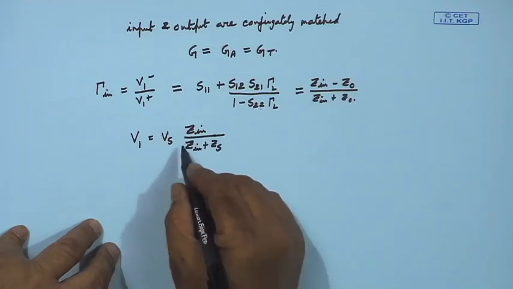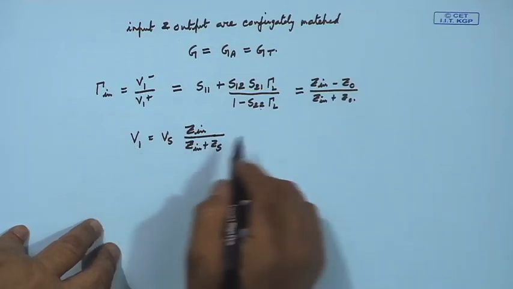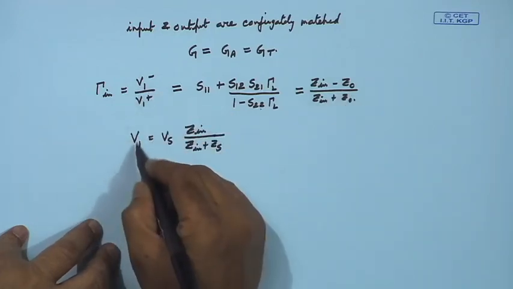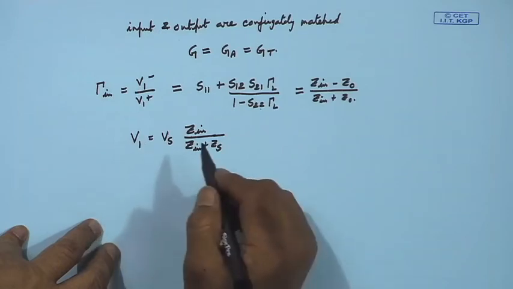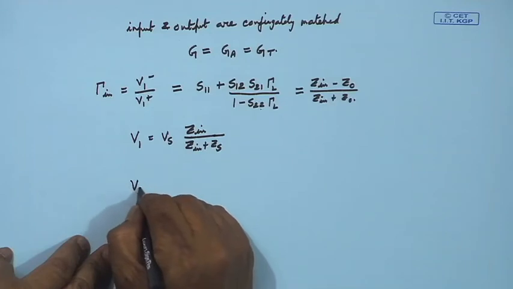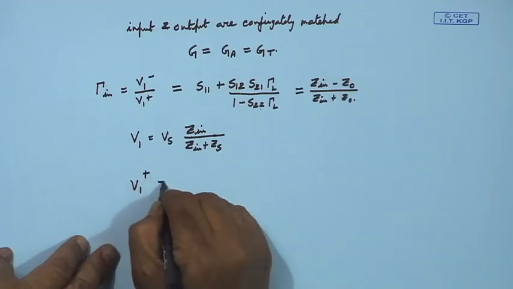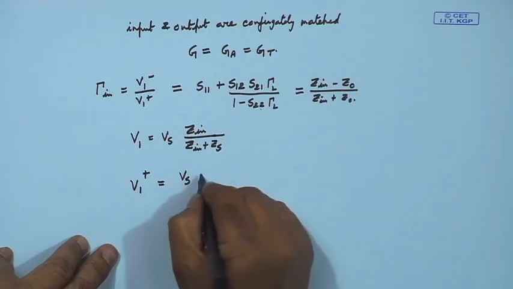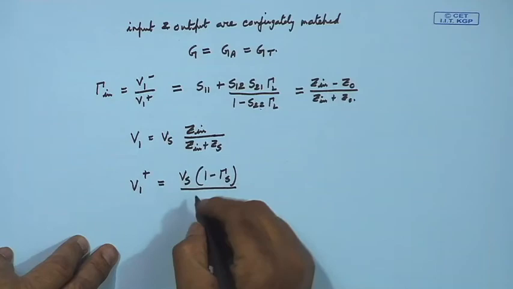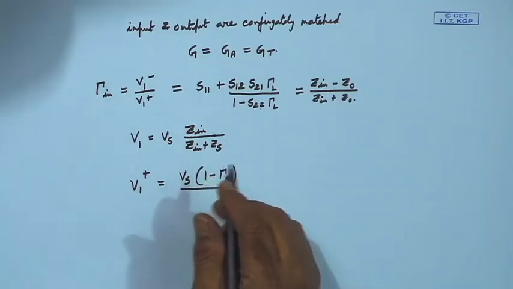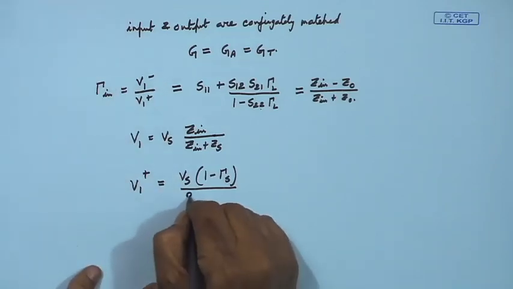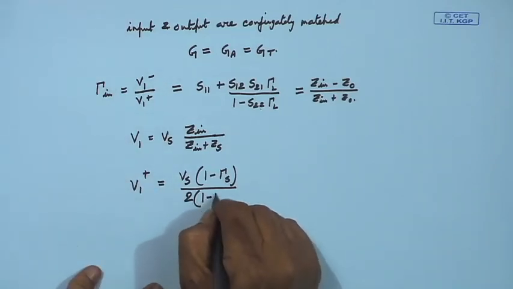Since our actual quantities are V1 plus and V1 minus, you express this V1 as V1 plus plus V1 minus, and with simple manipulation you will find that I can write an expression for V1 plus in terms of Vs as this, also incorporating gamma S. I have already written gamma S here. So, in terms of Vs and gamma S we can do it, it is simple manipulation.